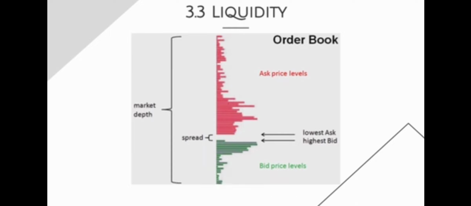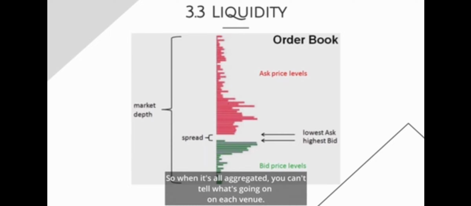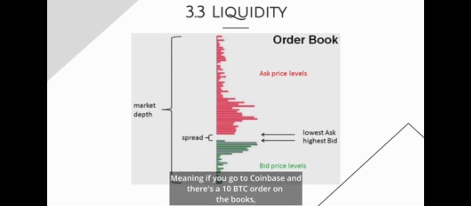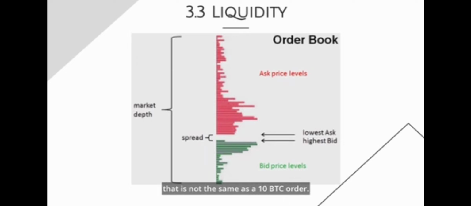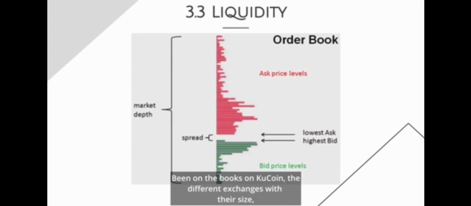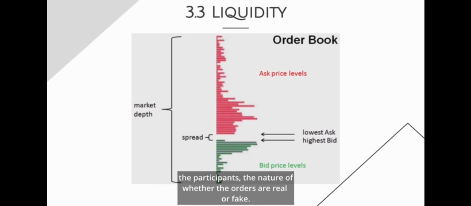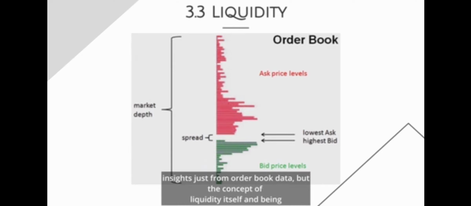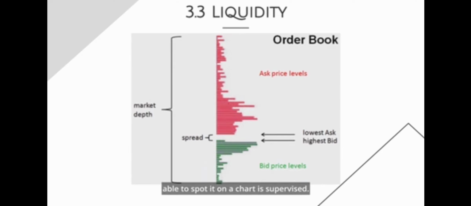But the problem with that is you're looking at incomplete data. So when it's all aggregated, you can't tell what's going on at each venue, and each venue has its own level of significance. Meaning, if you go to Coinbase and there's a 10 BTC order on the books, that is not the same as a 10 BTC order being on the books on KuCoin. The different exchanges, with their size, the participants, and the nature of whether the orders are real or fake, vary between exchanges. So it's hard to look at the market in totality and really gain any actionable insights just from order book data. But the concept of liquidity itself and being able to spot it on a chart is super valuable. So we'll continue to look through that now.